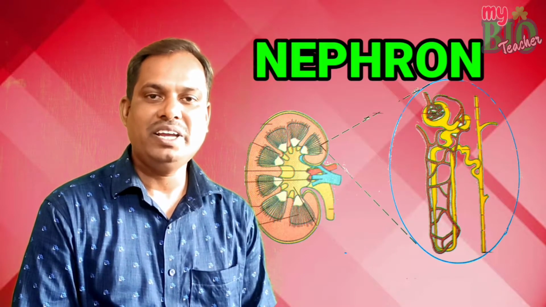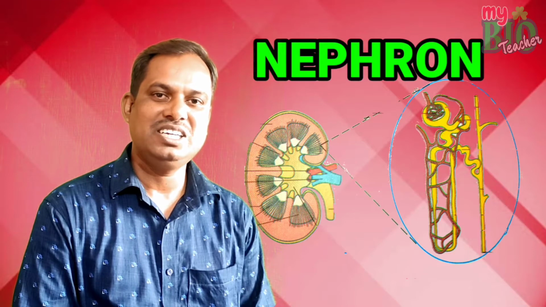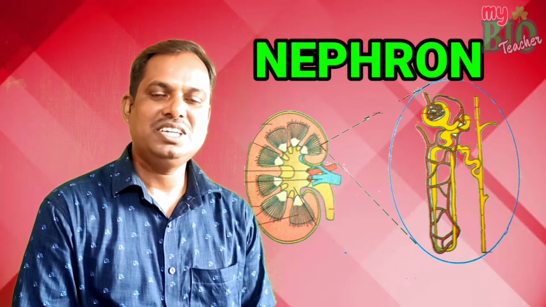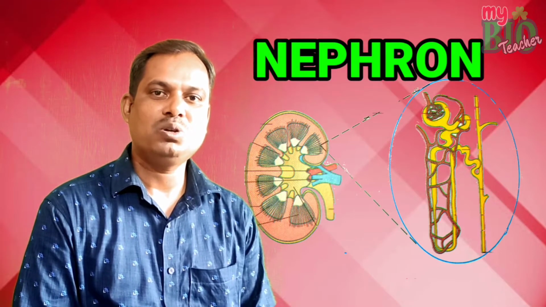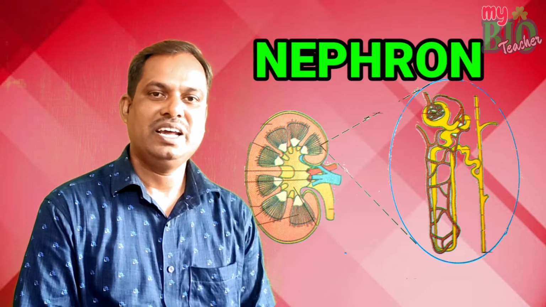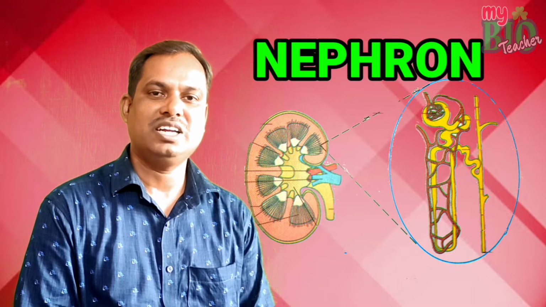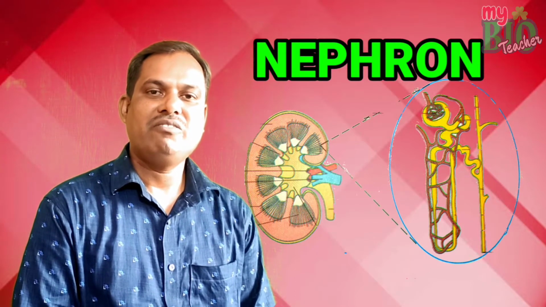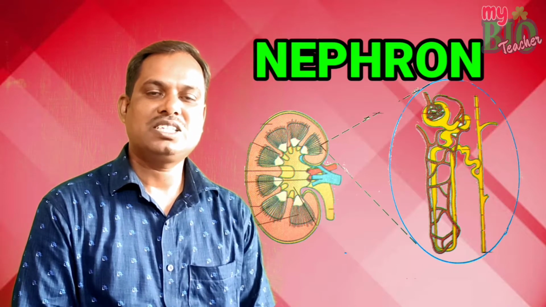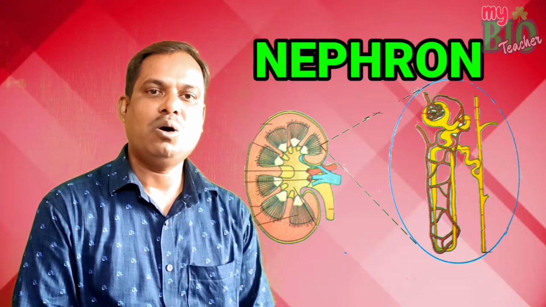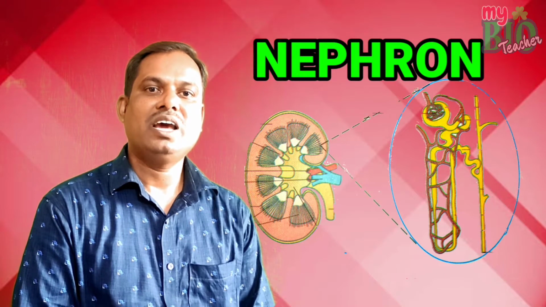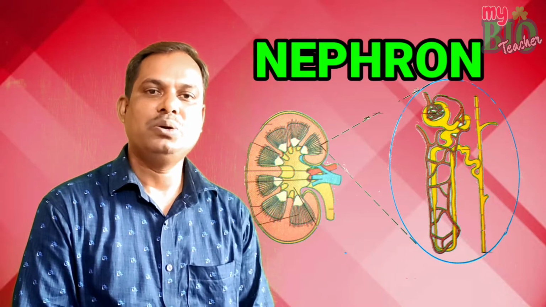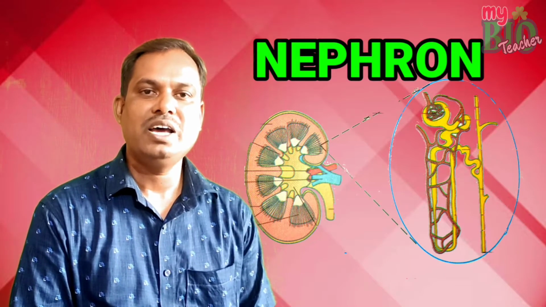Can you tell how many nephrons are present in each kidney? Each kidney consists of more than 1 million nephrons. So today we are discussing the structure of the nephron and how the nephron helps in the formation of urine, that means how the nephron forms the urine.